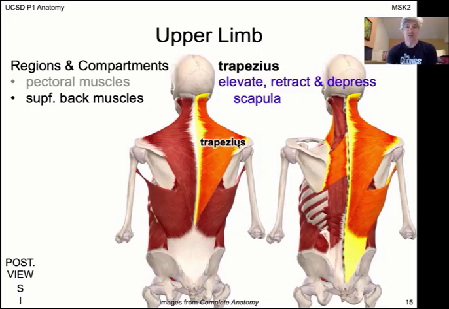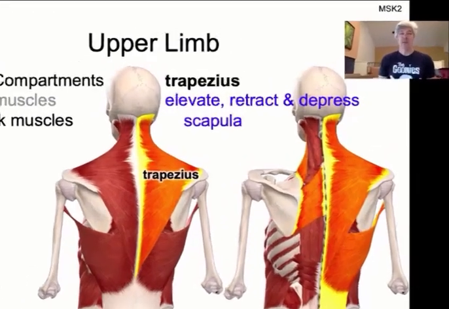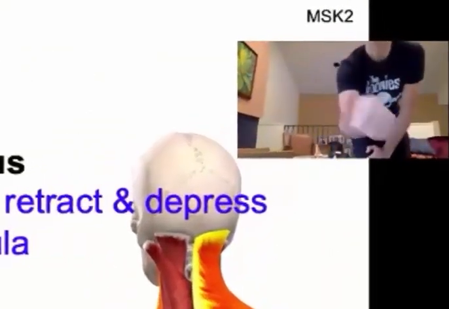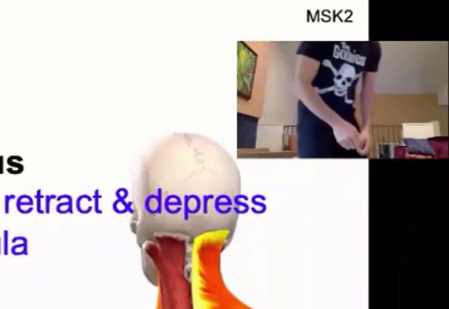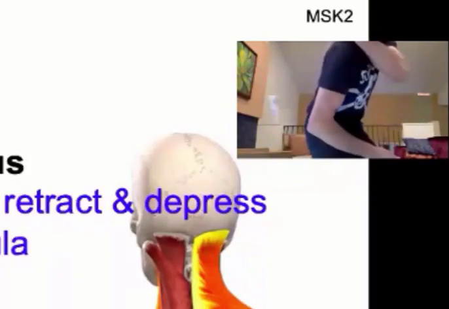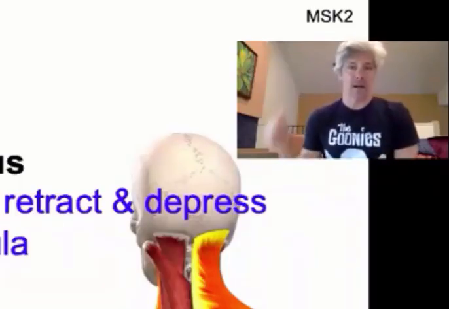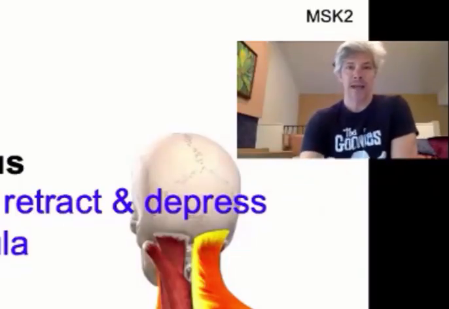Or if you contract just the middle portion of trapezius, or if you contract all three parts simultaneously, you pull the scapula in toward the vertebral column. We call that motion retraction. You're pulling the scapula medially. And you would do that, for example, if you reach out and grab a drawer handle and then pull your arm back. When you're doing that, the scapula is retracting on your back. And so trapezius would be active in that.